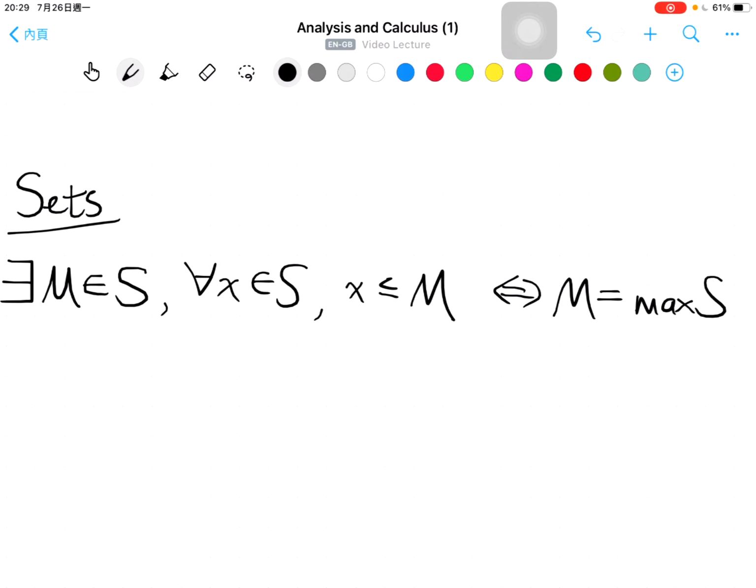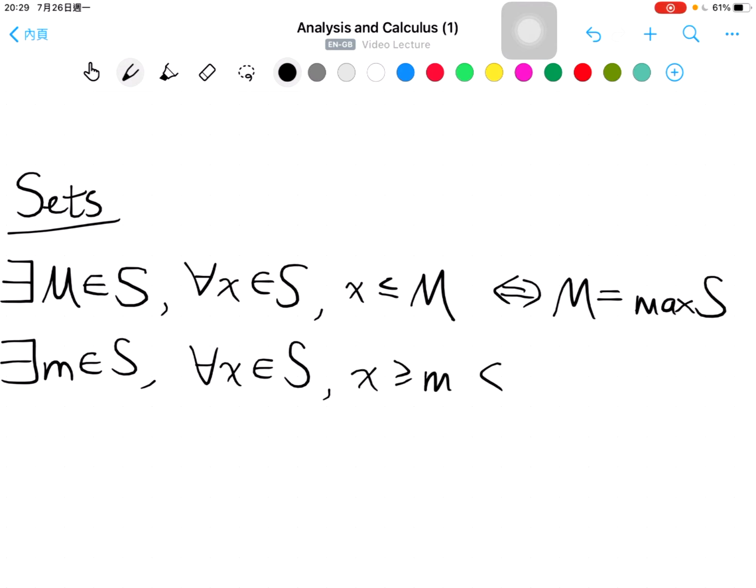Right? So similarly, if we have a small m, not a capital M now, in the set such that no matter what else you take in the same set S, this x is going to be larger than or equal to this small m. Then we're going to say the small m is called the minimum of the set S. Remember, maximums and minimums have to stay inside the set.